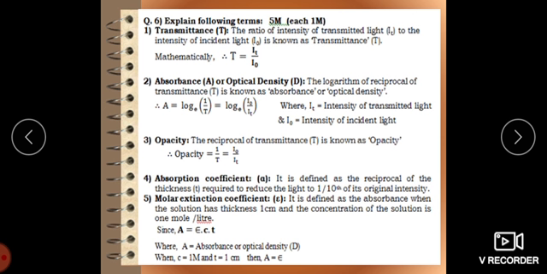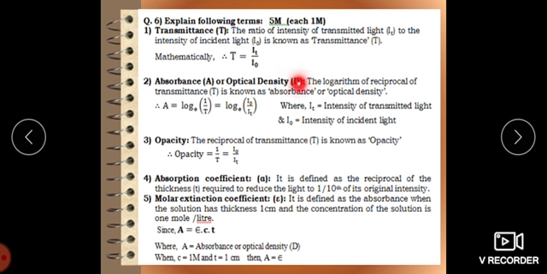Number one, the very important term, is transmittance. How can we define transmittance? Denoted by T, it is the ratio of the intensity of transmitted light, IT, to the intensity of incident light, I0. Mathematically, T is equal to IT upon I0. That is the first term.